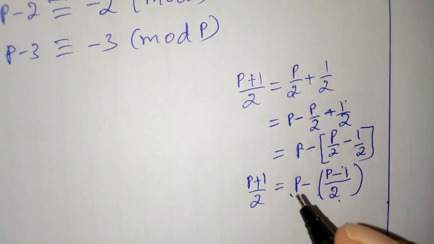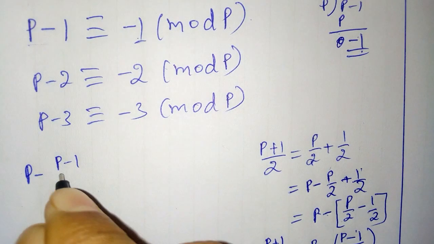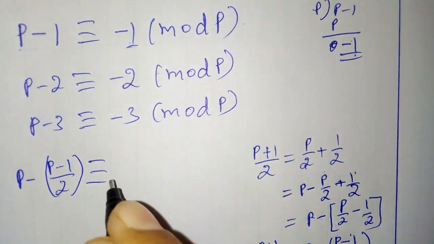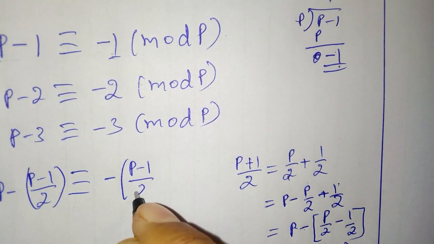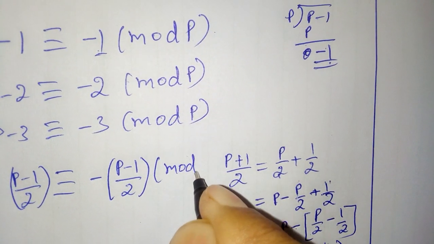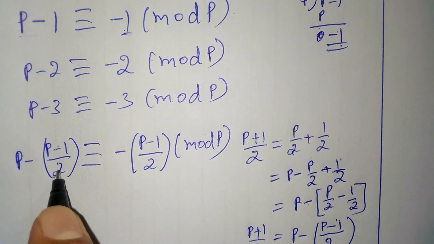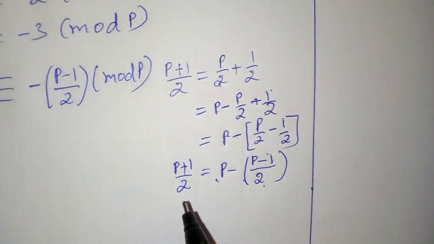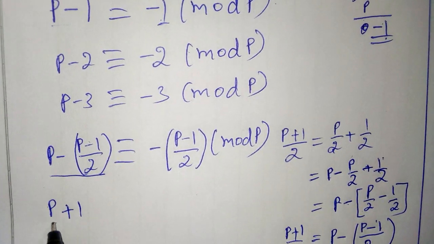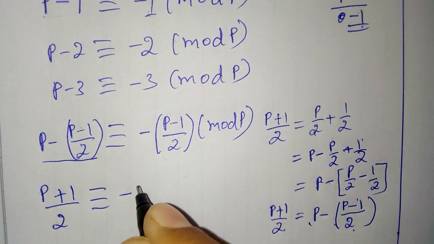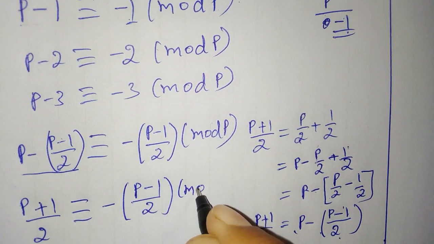So here, in the same way we can write that p minus (p minus 1) by 2 is congruent to minus (p minus 1) by 2 mod p. Now what is p minus (p minus 1) by 2? Here it is (p plus 1) by 2, so in the place of this we can write (p plus 1) by 2 congruent to minus (p minus 1) by 2 mod p.